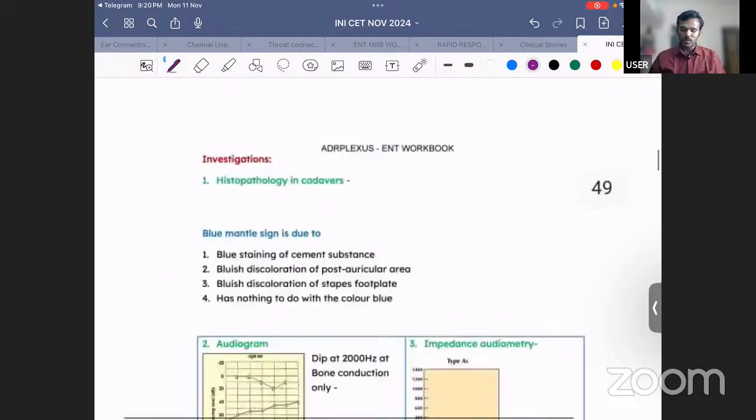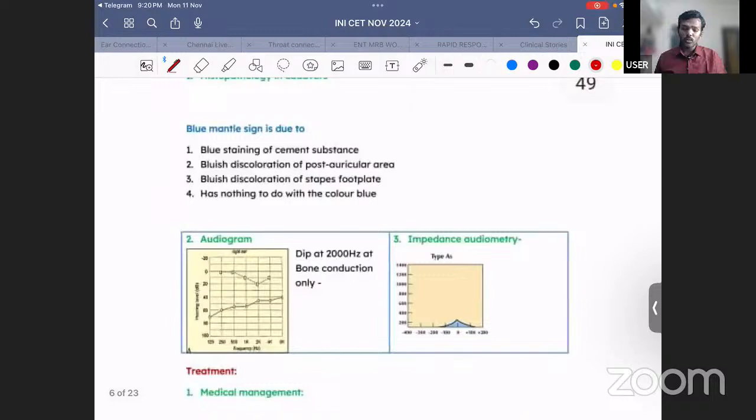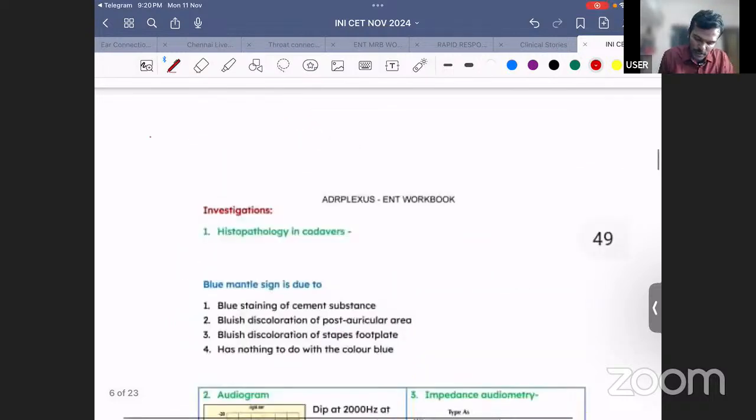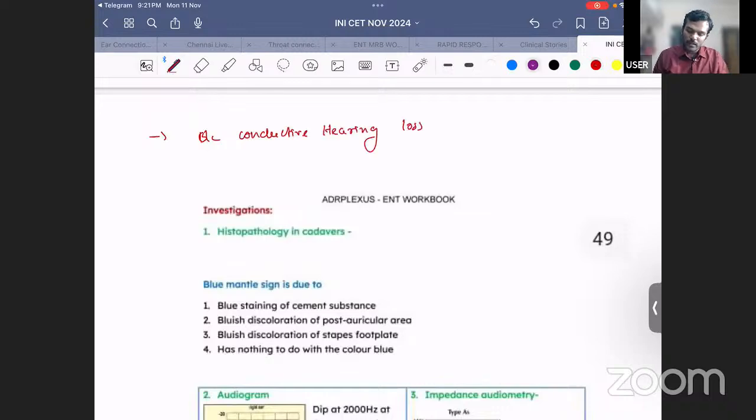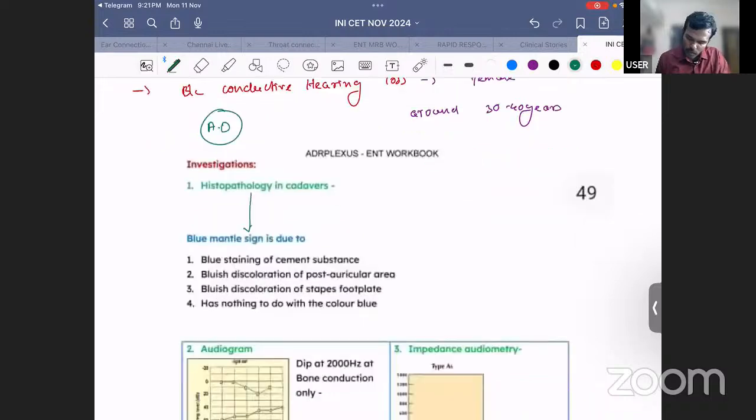This is a screenshot from our workbook. So what about the features of otosclerosis? Otosclerosis will have bilateral conductive hearing loss. If it is stapedial otosclerosis, bilateral conductive hearing loss is more commonly seen in females around reproductive age, around 30 to 40 years. The patient will have autosomal dominant inheritance. If we do histopathology, there will be the blue mantle sign of Manasse.